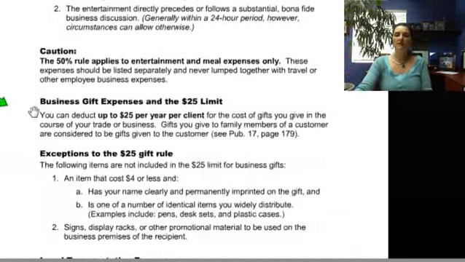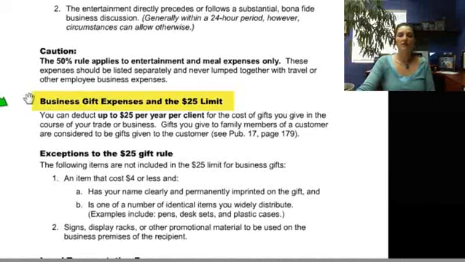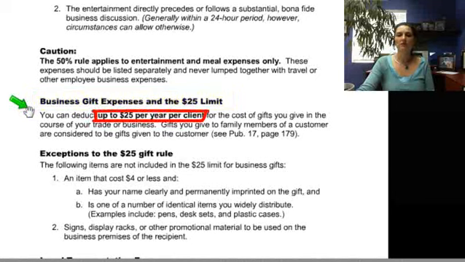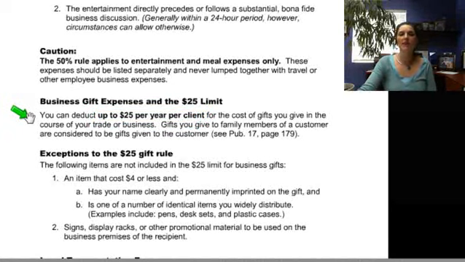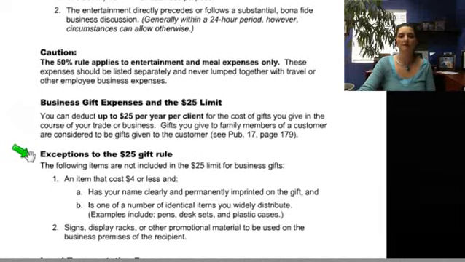Business gifts expenses are the next topic of the day. There is a $25 limit that applies to business gifts. You can deduct up to $25 per year per client for the cost of gifts you give in the course of your trade or business. Gifts you give to family members of a customer are considered to be gifts that have been given directly to the customer. And for a reference on that, you should go to publication page 179.